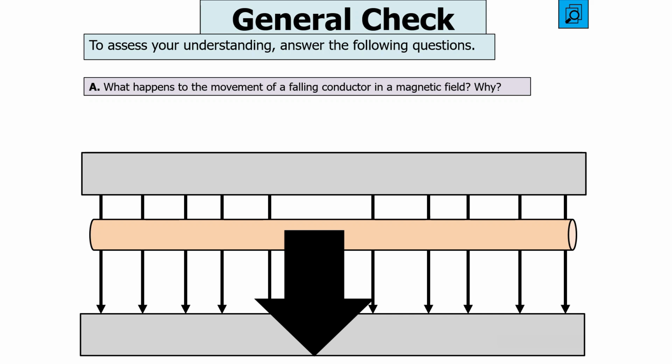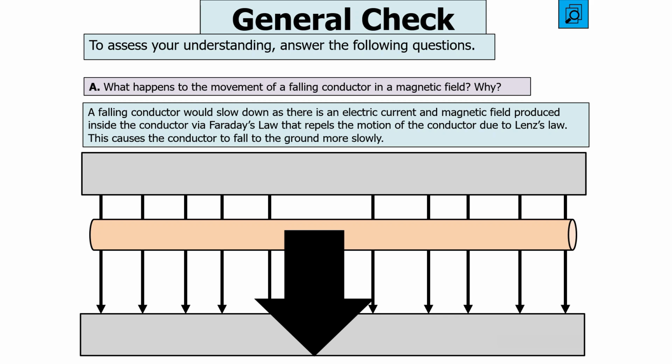So, what happens to the movement of a falling conductor in a magnetic field and why? A falling conductor would slow down as there is an electrical current and magnetic field produced inside the conductor via Faraday's law that repels the motion of the conductor due to Lenz's law. This will cause the conductor to fall to the ground more slowly.